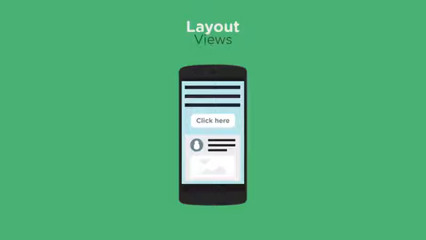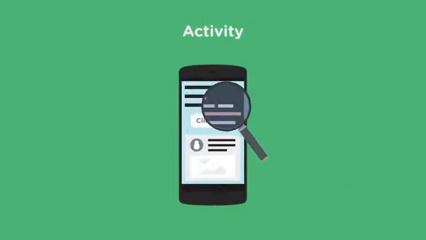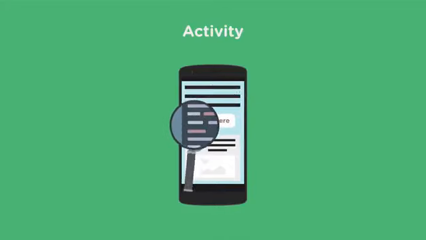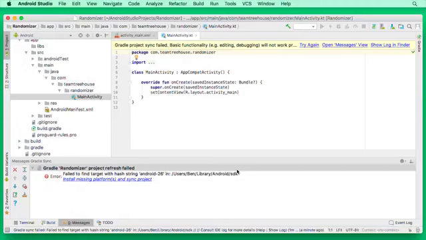The other piece of an app is the activity. You can think of the activity as the code behind a layout. It's where you tell your buttons what to do. Getting back to the code, it looks like we're looking at our activity. It also looks like we've got an error, and it's suggesting a solution.